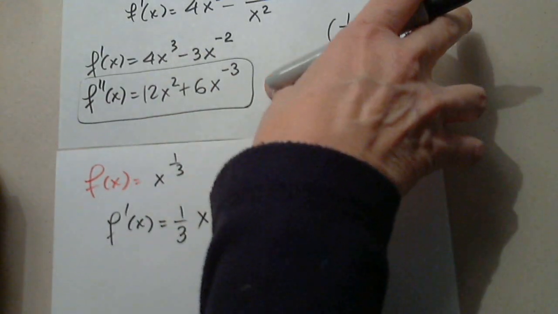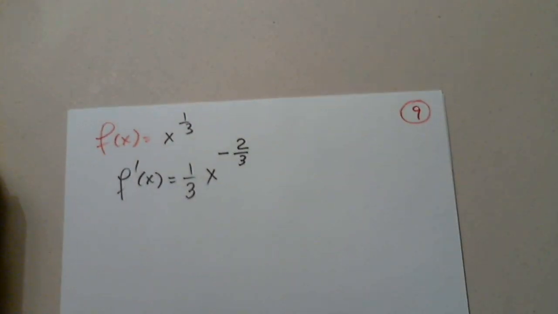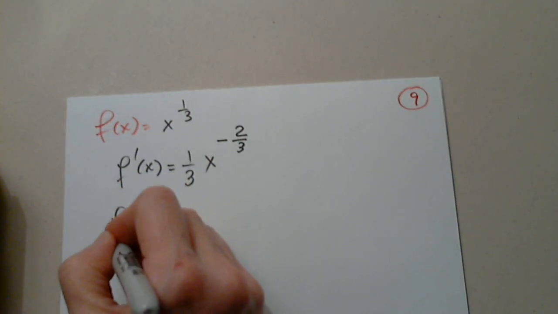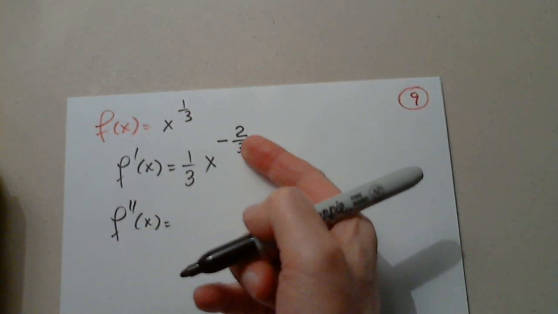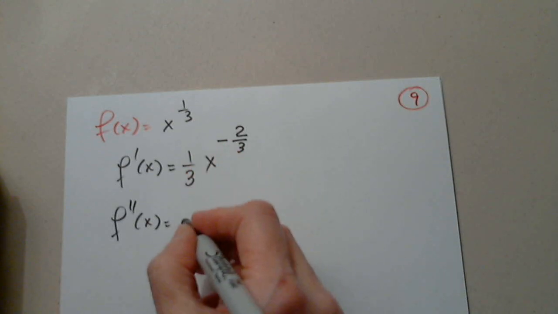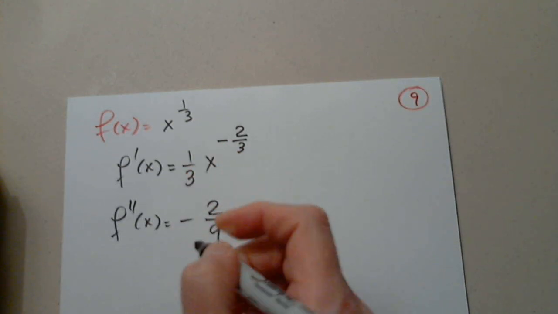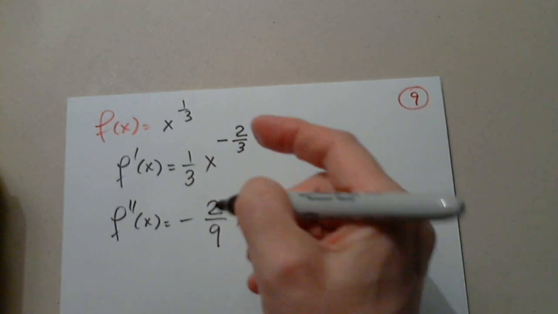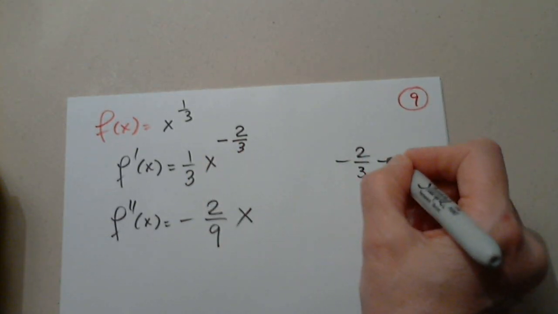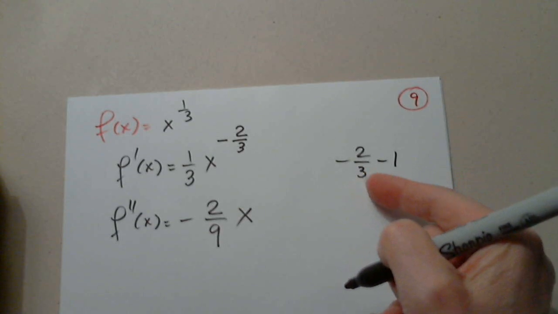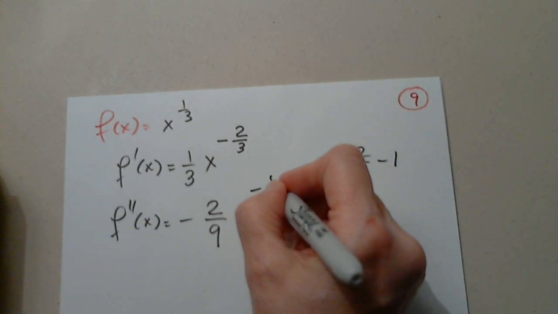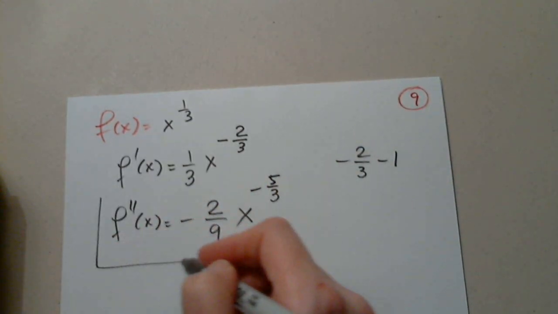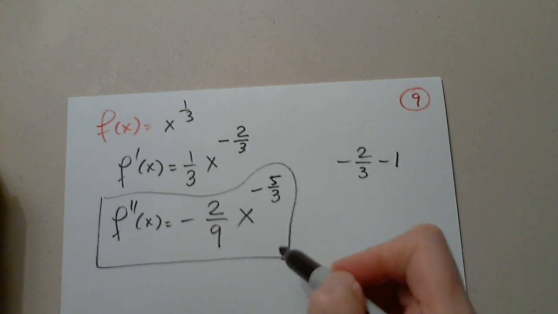There are a lot of functions like this one in this book, a lot. So now the second derivative, I have to multiply these two powers, and I get negative 2 over 9. 1 times 2, 3 times 3. And I have to subtract from negative 2/3, I subtract 1. So it's negative 5/3. And you can leave it alone. It's okay.